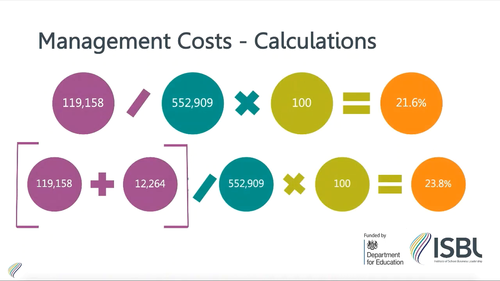So let's take a look at the first line for our calculations. SLT costs of 119,158 divided by the 552,909 teaching staff costs multiplied by the 100 gives us 21.6%. The second part of our calculation is exactly the same, only this time we're adding the senior leadership costs and the TLR values, then dividing it by our total teaching costs, times it by 100 to give a percentage of 23.8.